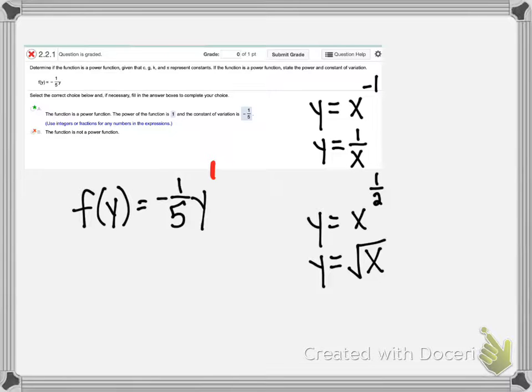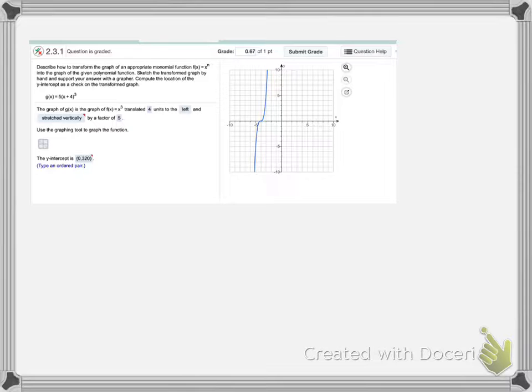Now, it says that the power is 1, which is what we defined, and the constant of variation. So the constant of variation is what your number is being multiplied by in the front. Okay, so that is your constant of variation. So basically a constant of variation just means what am I multiplying my y values by each time. Alright, and it asks how the transformation of the monomial, so I have x raised to the nth power, and they have this piece.